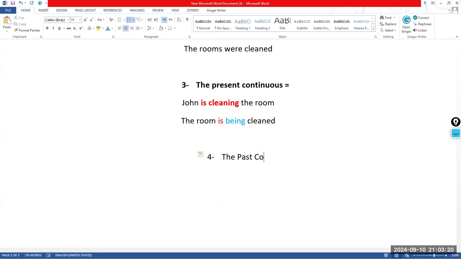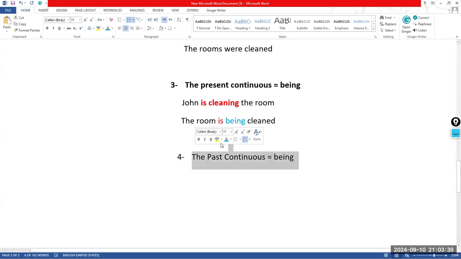The past continuous tense. Okay. As I told you, because we have continuous, I have to write being. I don't have to change anything. So this is being, and this is being. And I'm going to write the same example. As I told you, I'm not going to change anything for the full understanding.